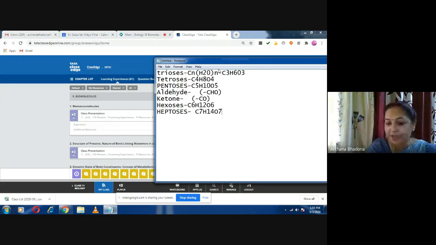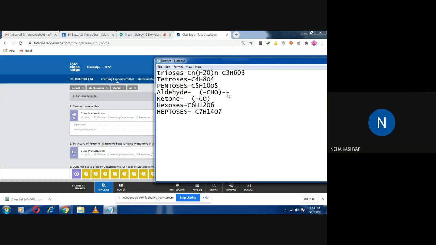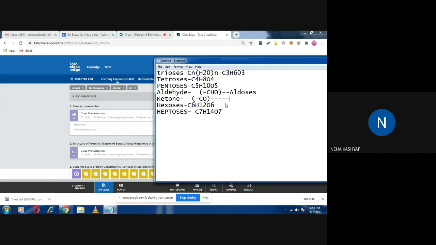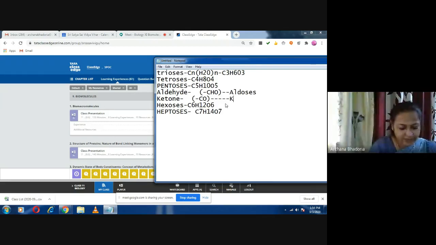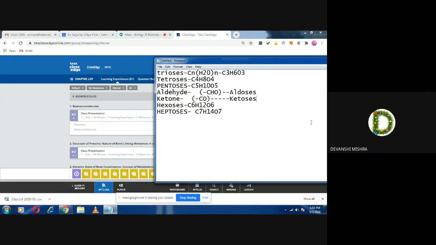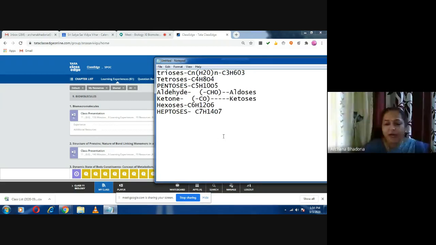On the basis of functional group, what are the 2 groups? If the aldehyde group is there, what do you call those sugars? Aldose sugar. So you can write down they are known as aldoses. Okay, and if the ketone group is attached, what do you call those sugars? Ketoses. Okay, that will be called ketoses. Is it very clear, everyone, this much? Yes or no? Yes, ma'am.